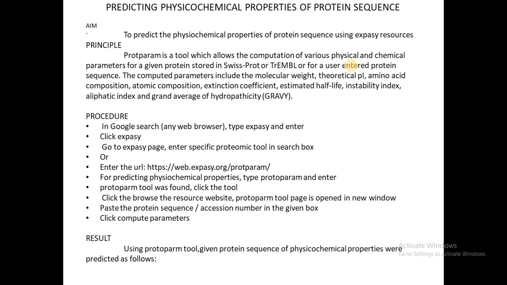So that is the procedure. We can go to Google search, type Expasy, click Expasy, go to the Expasy page and enter the specific proteomic tool. Or otherwise, we can go to Google search and type ProtParam. When you click ProtParam, it will go directly to the ProtParam tool homepage. Here we paste our protein sequence and click compute parameters. Then we get the results of all the parameters of our protein sequence. This is one of the proteomic tools.